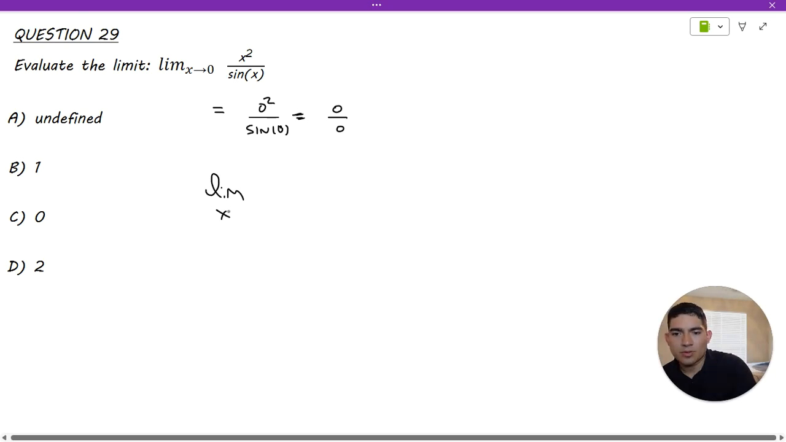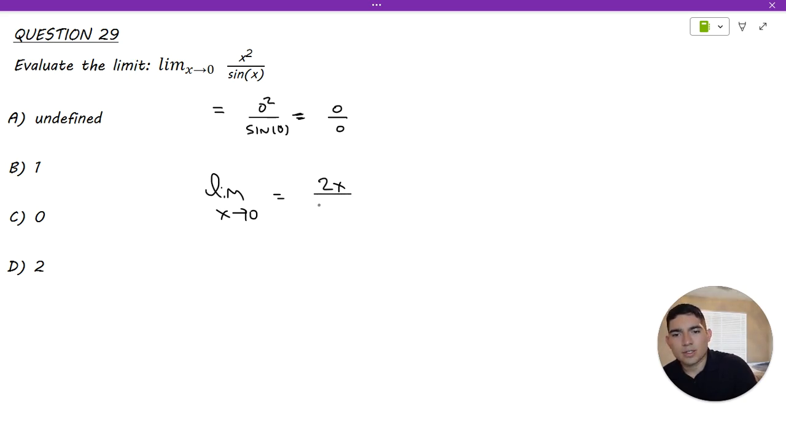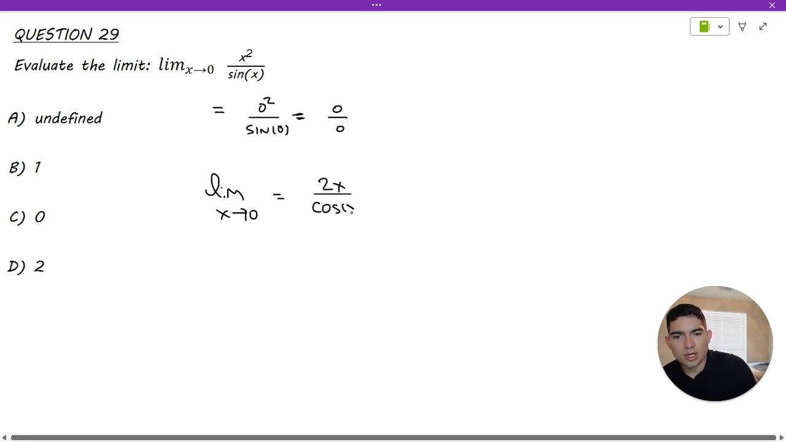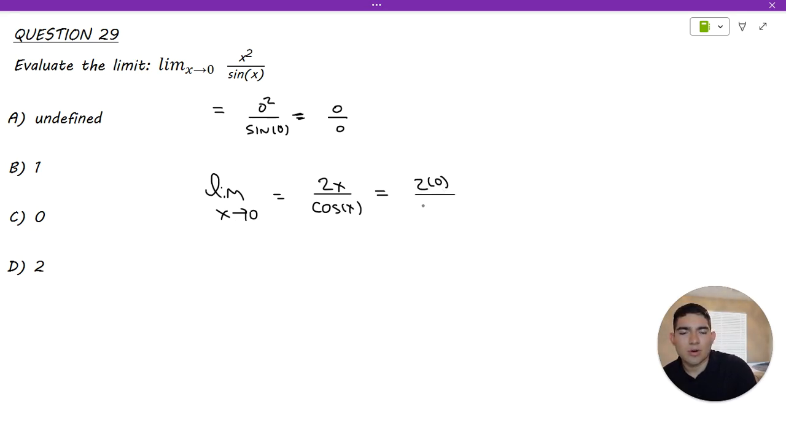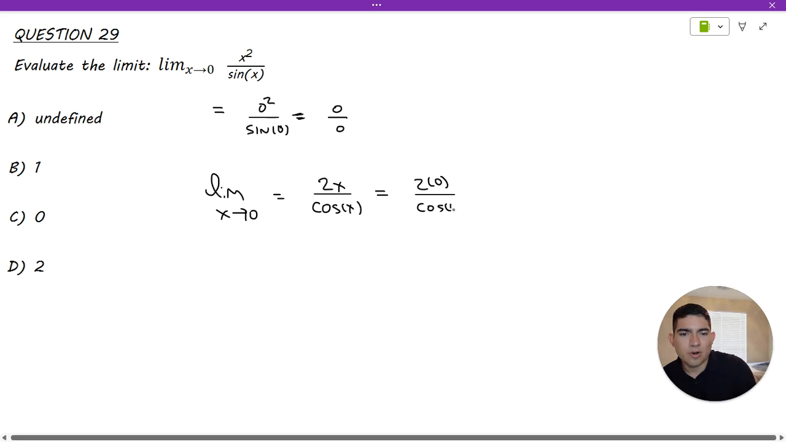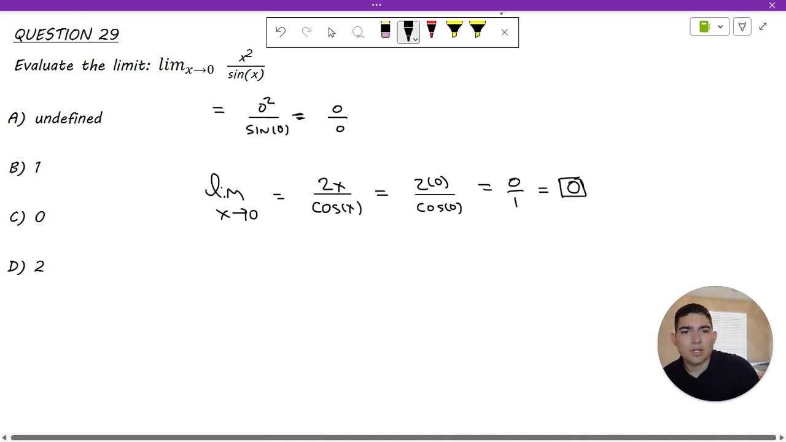So what we can do is use L'Hopital's rule like we saw in the reference manual, and take the derivatives of the top and the bottom functions in the numerator and denominator. That'll give us 2x. The bottom one is going to be cosine x. And now we can plug in our limit as x approaches 0. That gives us 2 times 0 over cosine of 0, which is 0 over 1. And the final result will be 0. So if we take a look at the multiple choice, the answer is going to be C.